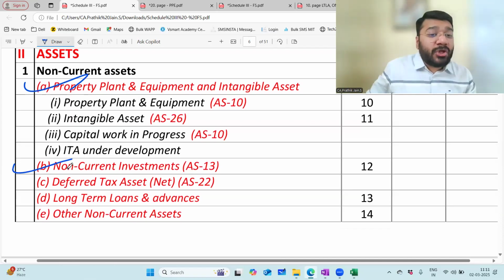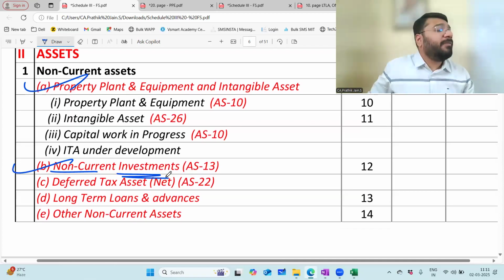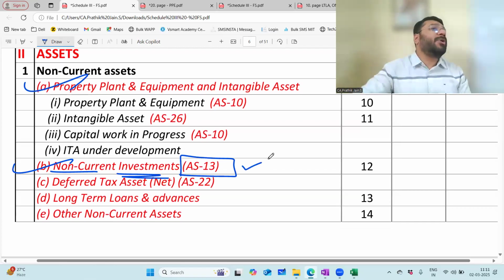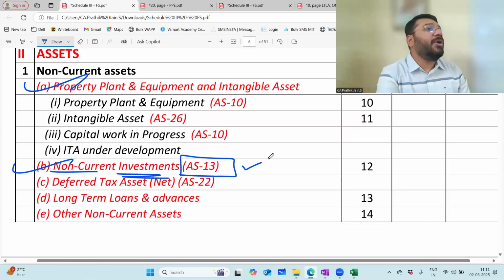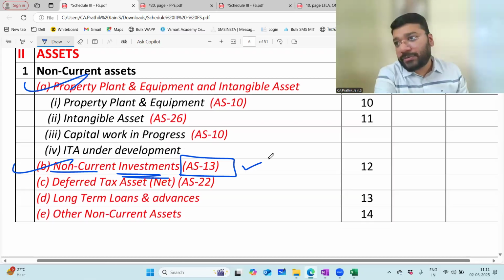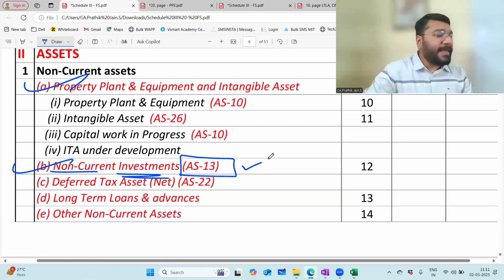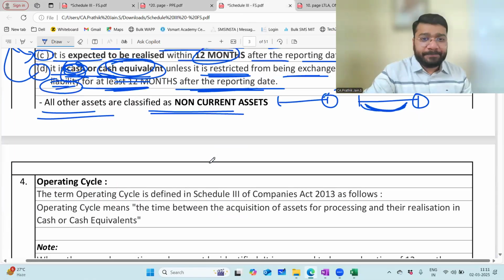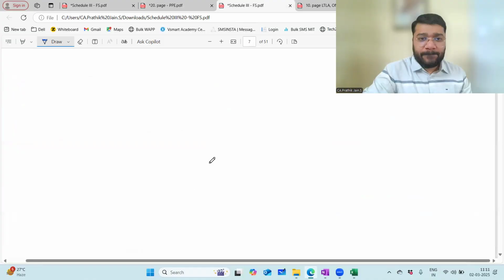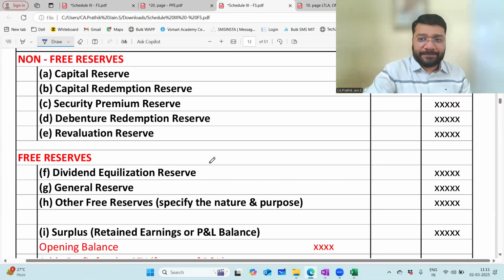Yes. Next is non-current investment. A very, very important accounting standard, which is accounting standard 13. 100% question will come from this segment in your CA Intermediate Advanced Accounting examination. So I'm not discussing AS13 now. I'm just trying to discuss the items which will come under Schedule 3 of non-current investment.